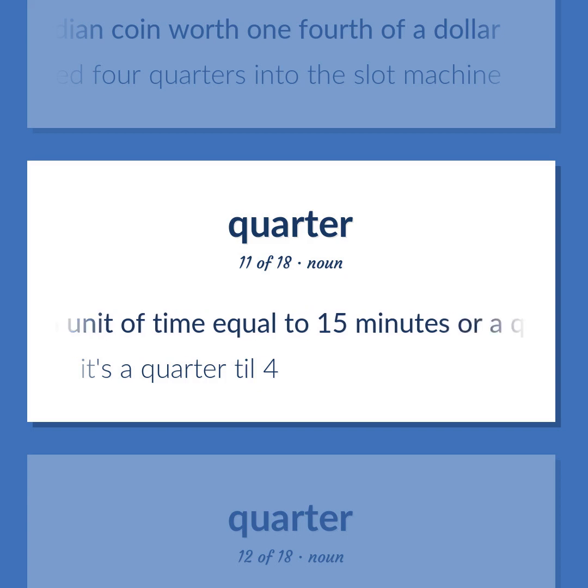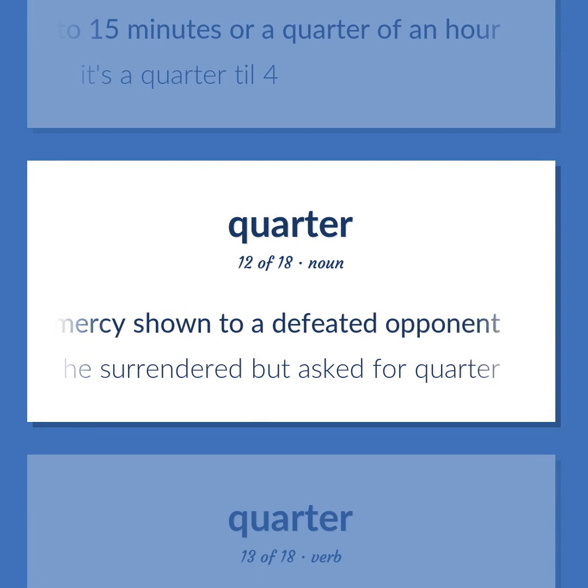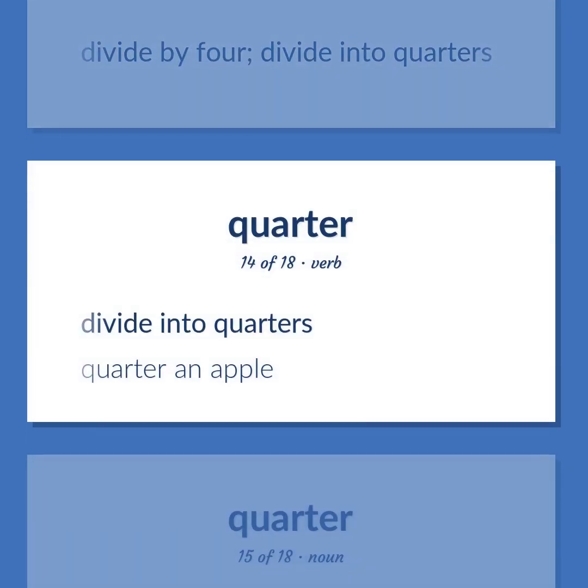A unit of time equal to 15 minutes or a quarter of an hour. It's a quarter till 4. Clemency or mercy shown to a defeated opponent. He surrendered but asked for quarter. Divide by 4. Divide into quarters. Quarter an apple.